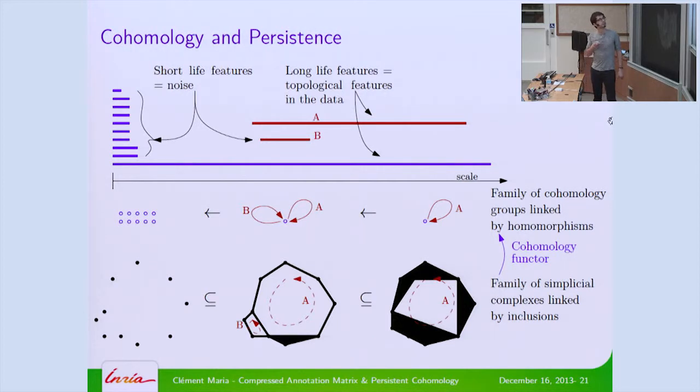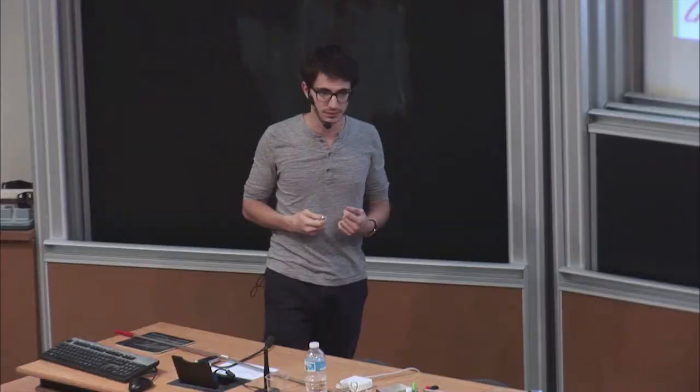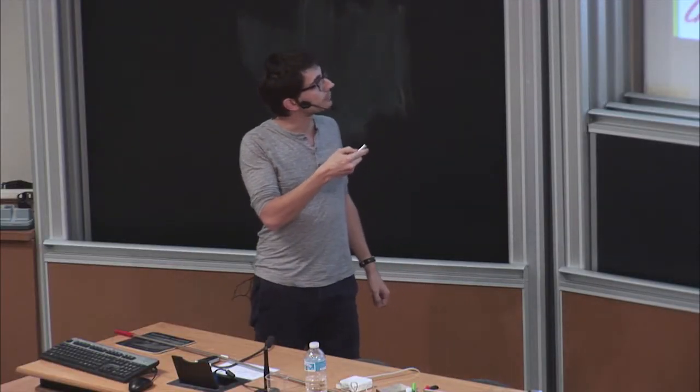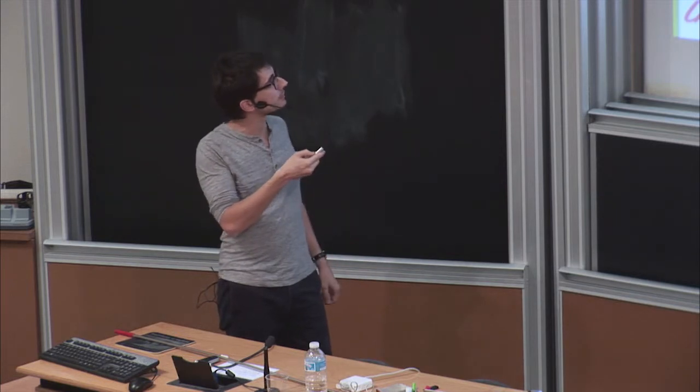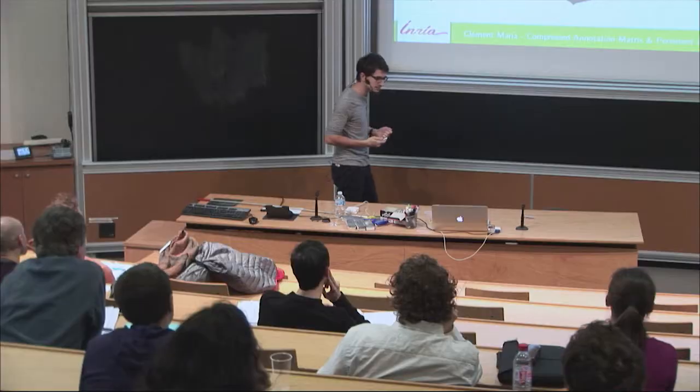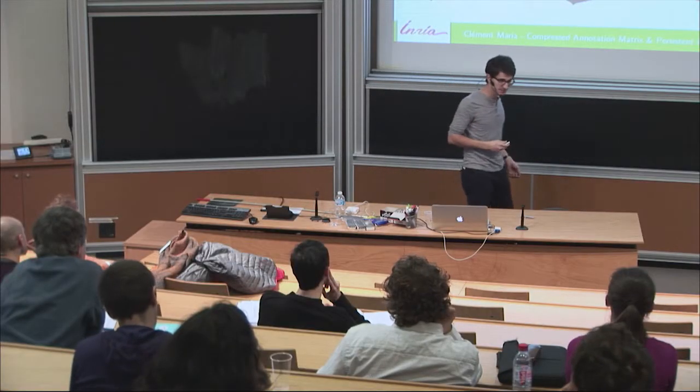And in red you have the holes. They appear a bit later because you need, of course, a few edges. And you see that the hole B here has a shorter life than A because it's smaller, geometrically speaking. And then from this diagram, you can read that you're very likely to have one connected component, one big hole, and one smaller hole. So that's very interesting information you get from the persistence diagram.